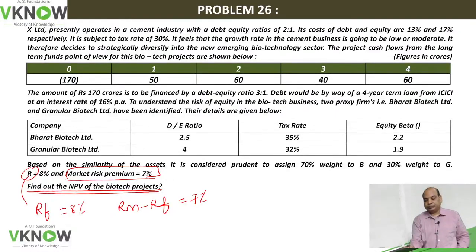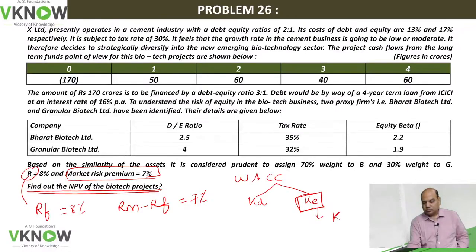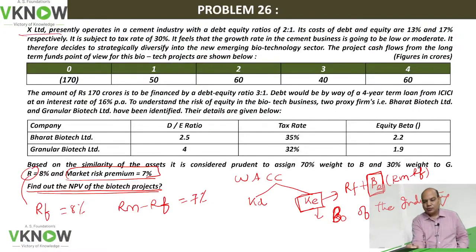So what I need to do is find WACC. For that I need cost of debt and cost of equity. But to calculate the cost of equity, I need to find the Ke, which will depend on RF plus beta of equity into RM minus RF. To get the beta of equity of this company for this business, I will require the overall beta of the industry.